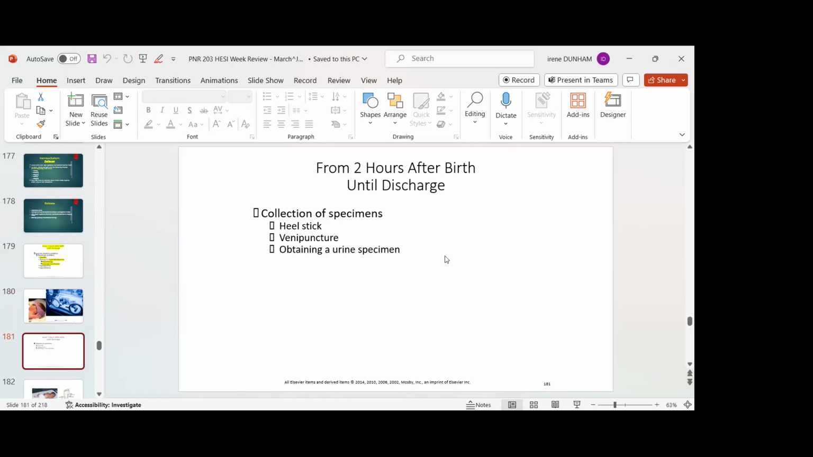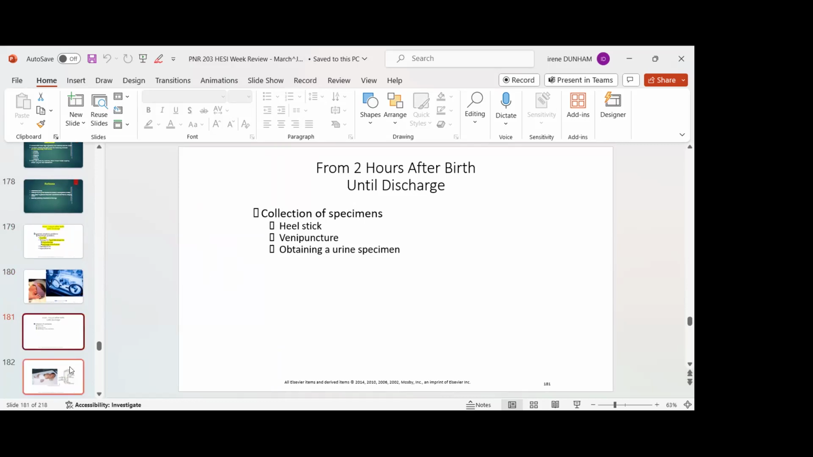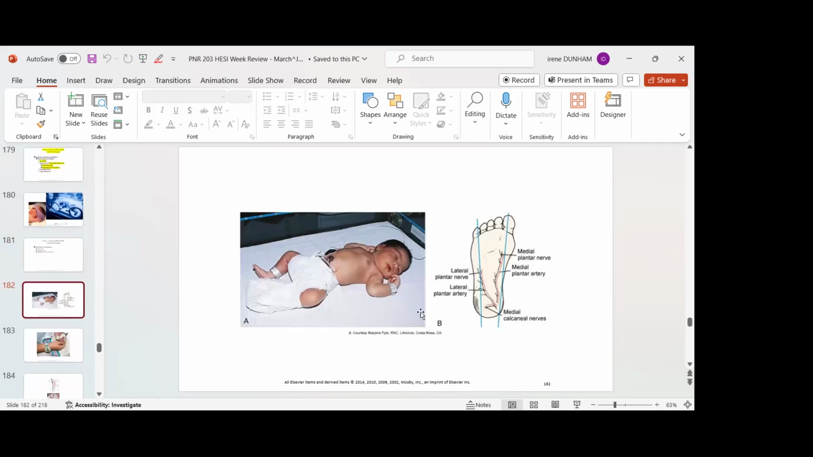And do a heel stick for low blood sugar. Also do it for the Guthrie test, which is your PKU. When you do a heel stick, you never go through the middle of the foot. You always go on the outside. You can see the middle of the foot where you have arteries and you have nerves. So you never, ever. And that's a good HESI question too.